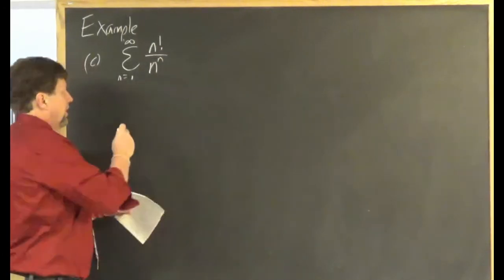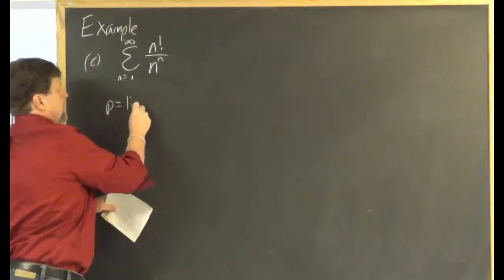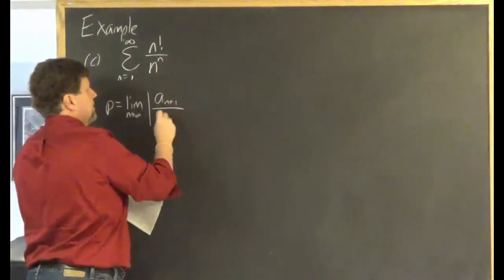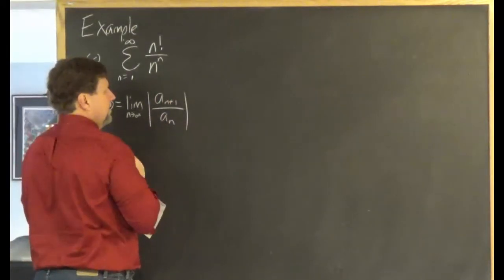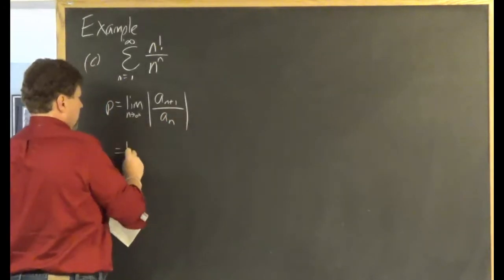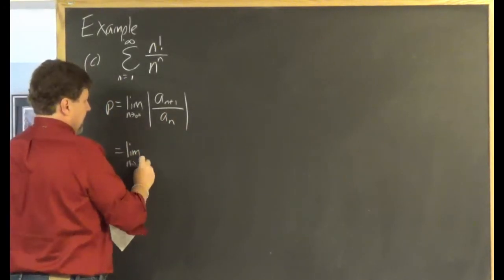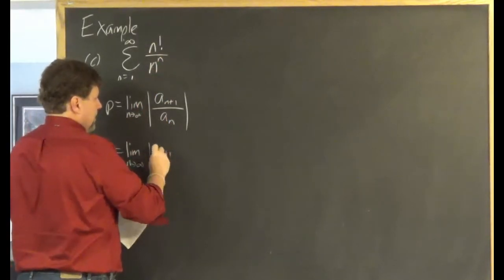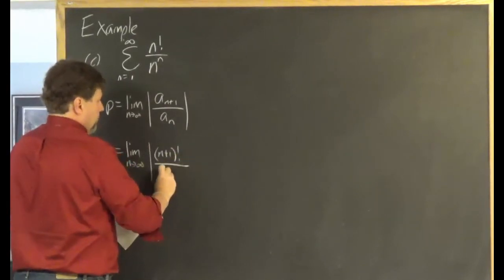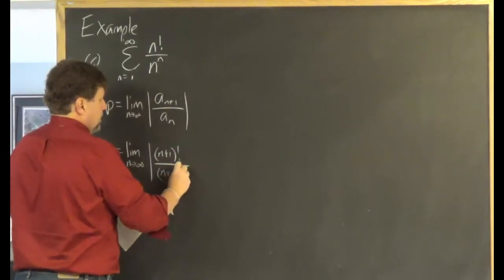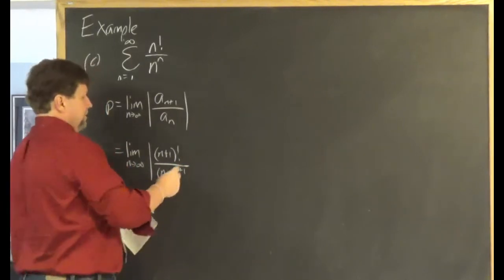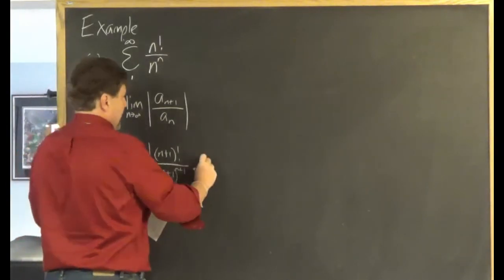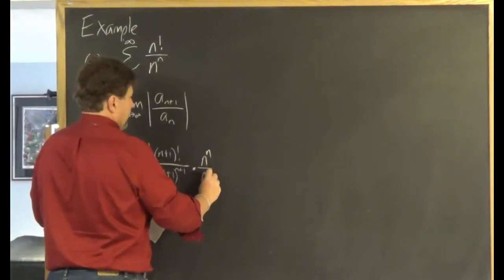Ratio test. So we start off with our ratio test. P is the limit as n goes to infinity of the absolute value of a sub n plus 1 over a sub n, which equals the limit as n goes to infinity of the absolute value of n plus 1 factorial over n plus 1 raised to the n plus 1, times that would be n to the n over n factorial.